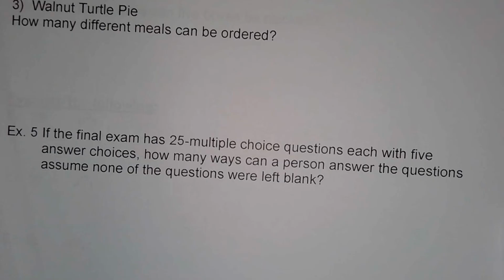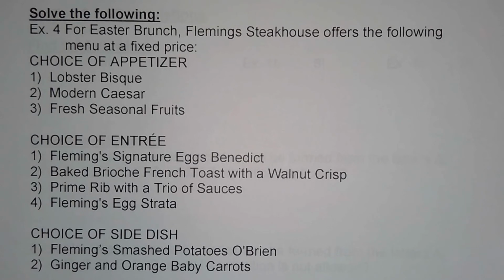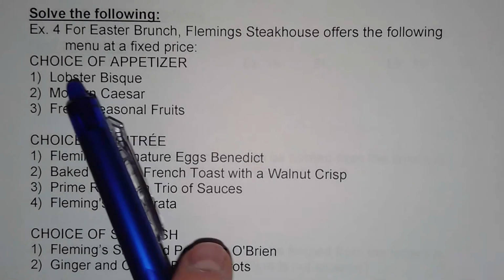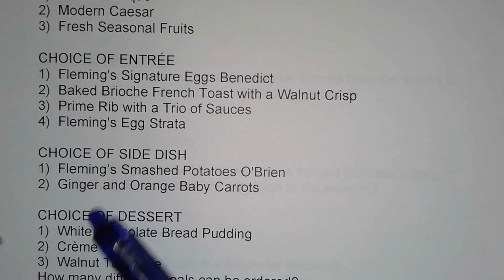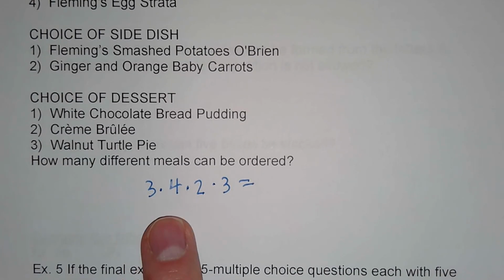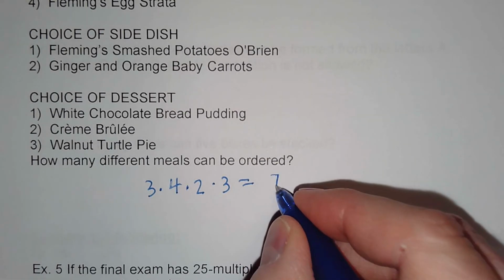All right, let's try number four. For Easter brunch, Fleming Steakhouse offers the following menu at a fixed price. You have a choice of appetizer, there's three choices there. Choice of entree, there's four. Choice of side dish would be two. And choice of dessert would be three. How many different meals can be ordered? So we have three appetizers, four entrees, two side dishes, and three desserts. So appetizers times the choices for the entrees, times the choices for the side dish, times the choices for the desserts, and just multiply those numbers together. And that will give us 72 different meals.